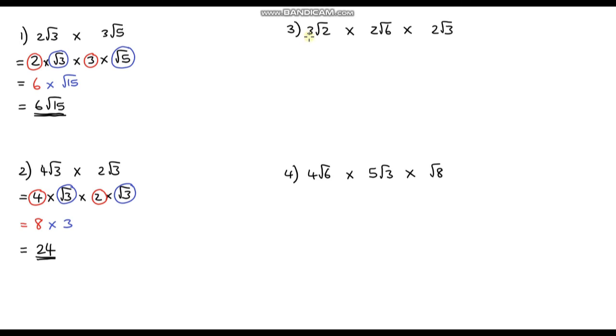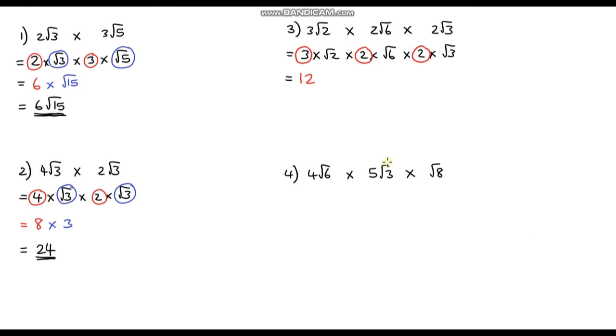So question 3, 3 root 2 times 2 root 6 times 2 root 3. So we have 3 times root 2 times 2 times root 6 times 2 times root 3. So let's pick out all of the numbers first. We have a 3, we've got a 2, and we've got another 2. 3 times 2 times 2, that gives us 12, if my maths is correct.